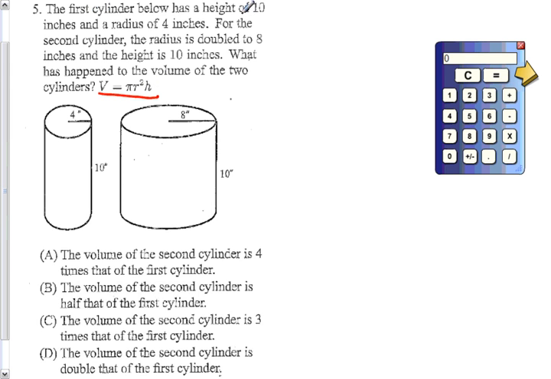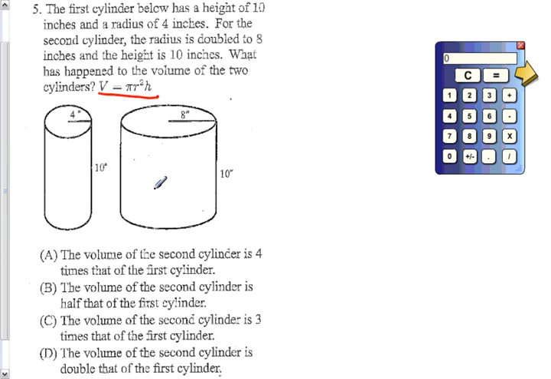The cylinder below has a height of 10 inches, a radius of 4. That's the first one. For the second one, the radius is doubled to 8 inches and the height is 10. What has happened to the volume of the two cylinders? So we're comparing the volume of one to the other. Now the easiest way to do this, and give you the formula, is just calculate the volume of both cylinders and then look at our answer choices and see how they would compare.